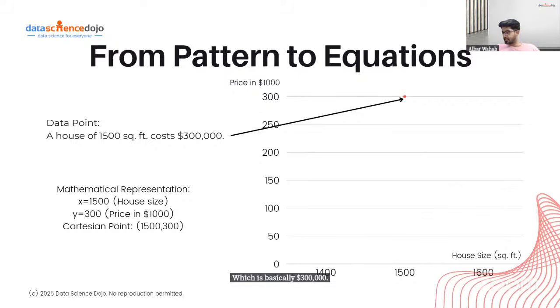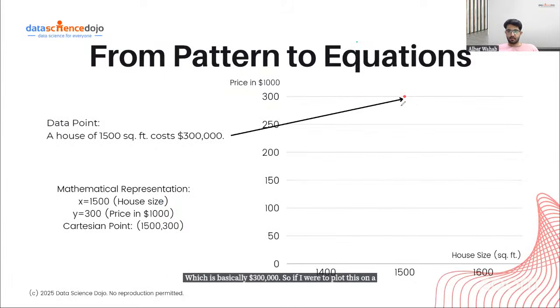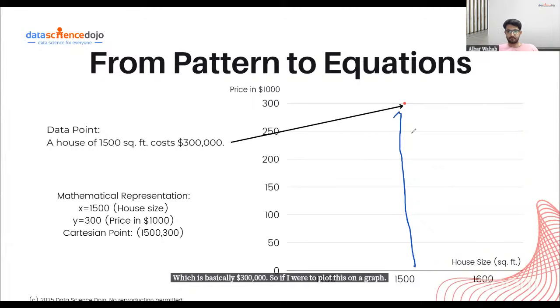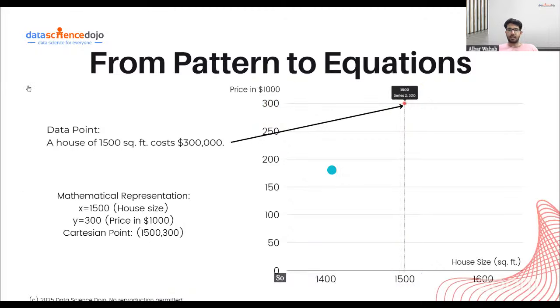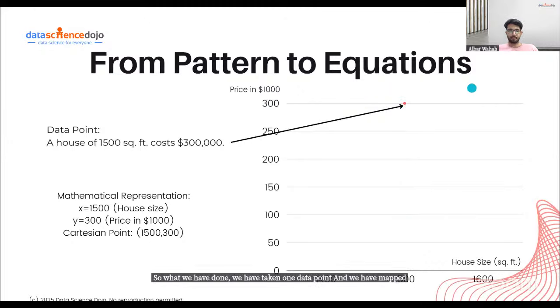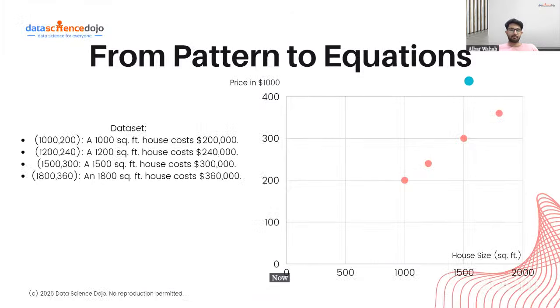So if I were to plot this on a graph, you see this, the x value of 1,500, and this is the y value of 300. It shows up as a singular dot on our graph. So what we have done, we have taken one data point and we have mapped it onto this graph. Now we can repeat that process for different data points.